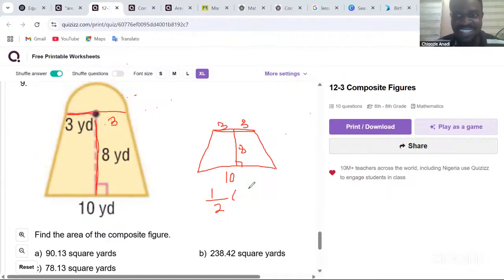So we're having 16 times 8 all over 2. And 2 into 16 will give you 8. 8 times 8 will give you 64. So the area of that particular trapezoid will be 64 square yards. Oh, wow, 64 square yards. Okay, now, what about the area of the semicircle?